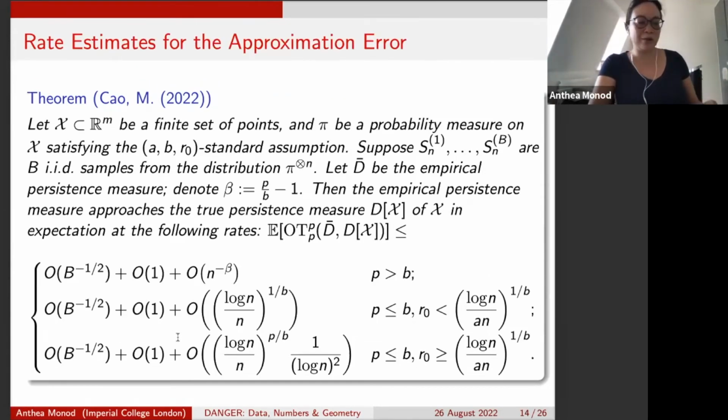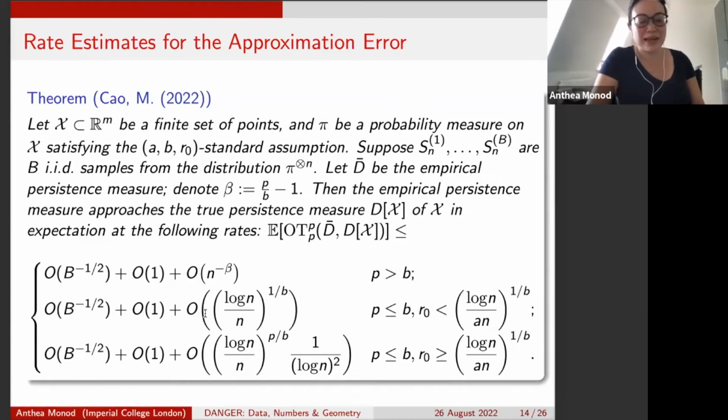So here we can get rate estimates for the approximation error, right? We can summarize these results together with the variance expression that we derived by following up on the variance computations that Divol and Lacombe did before. So here we have a summary of what the rate estimates should look like for the approximation error, right?